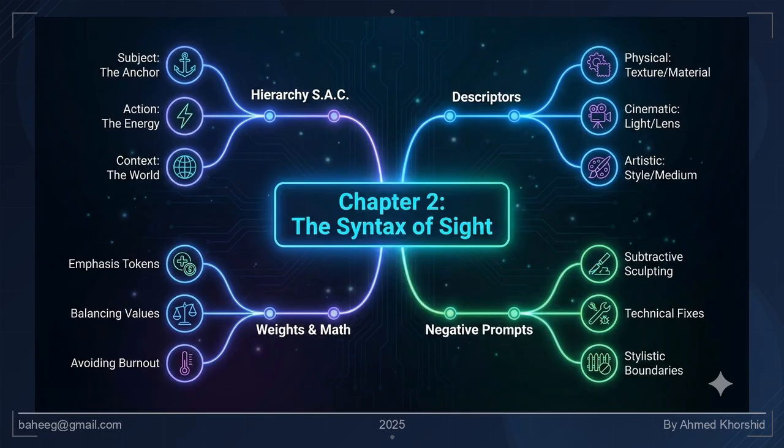Figure: Mind Map, Chapter 2, The Syntax of Sight. Hierarchy: S.A.C. Subject: the anchor; Action: the energy; Context: the world. Descriptors: physical, texture, material; cinematic, light, lens; artistic, style, medium. Weights and math: emphasis, tokens, balancing values, avoiding burnout. Negative prompts: subtractive sculpting, technical fixes, stylistic boundaries.